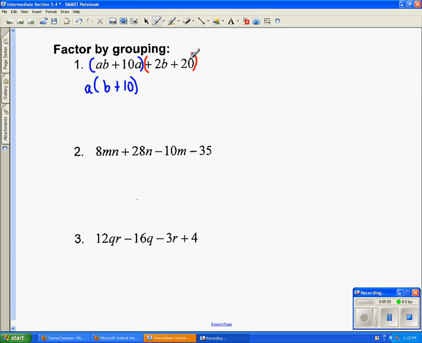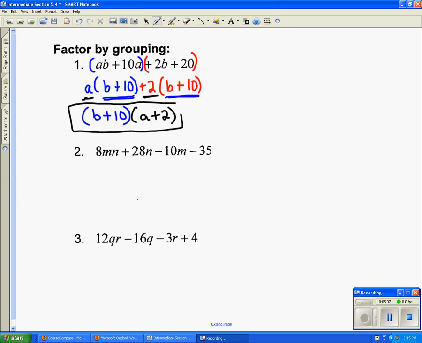In this red one, these both have at least a 2 in them, so if I factor out a positive 2, then I have B plus 20 divided by 2 is 10. Now I notice that just like previous, when these match up, that becomes one of my factors. And what's left over on the outside becomes my other factor, so it's A plus 2. So factor by grouping is that process.